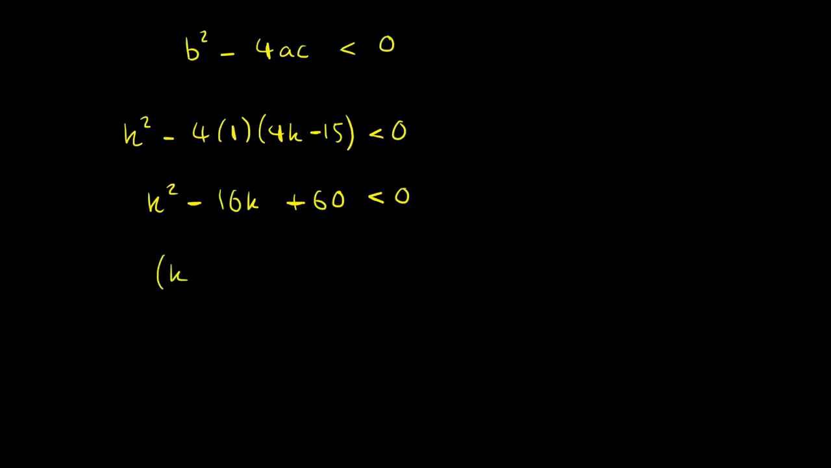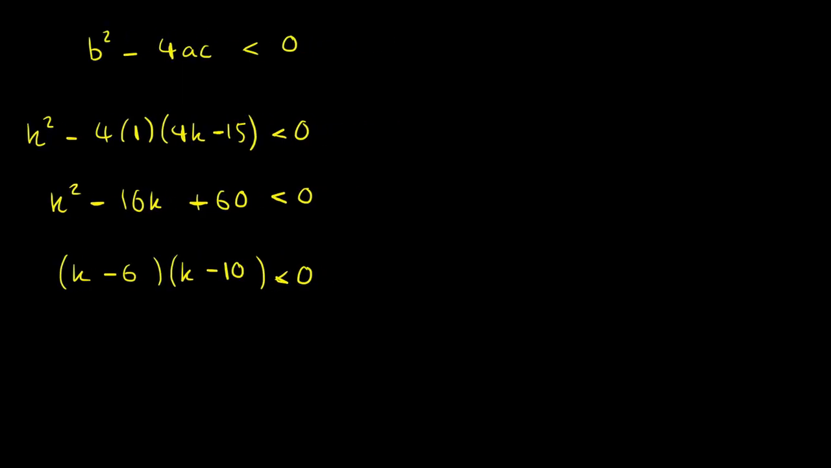But before I do that, I'm going to factorize this. And if I factorize it, I should get negative 6 and negative 10. And the reason for that, right, is negative 6 times negative 10 is positive 60, and negative 6 plus negative 10 is negative 16. So that works out fine.